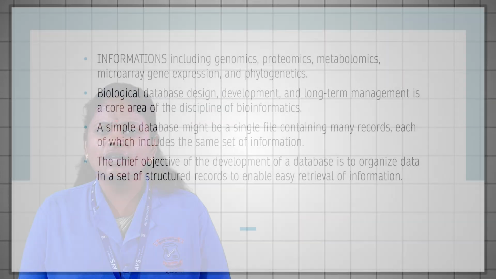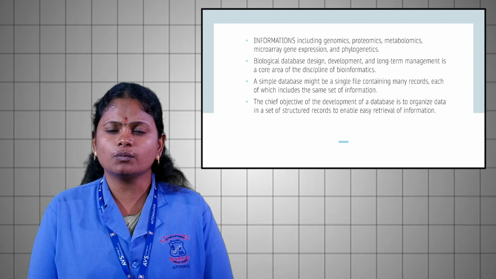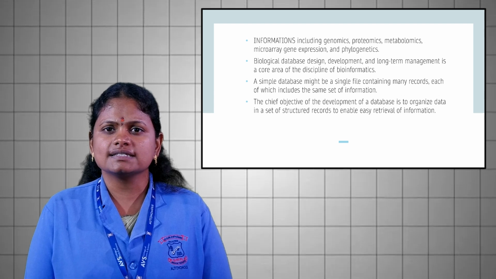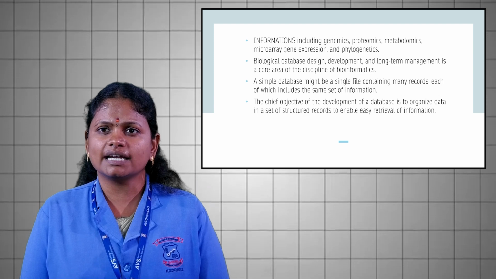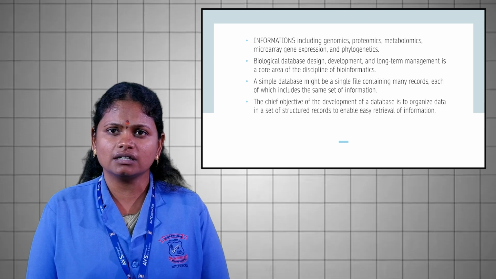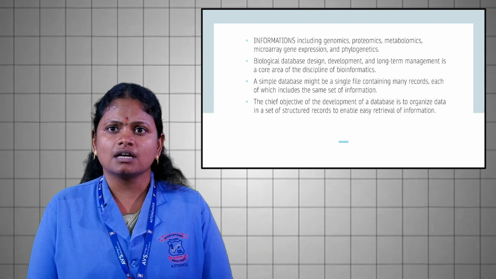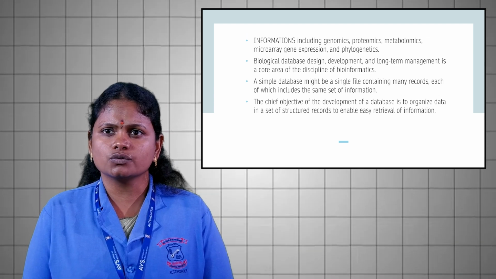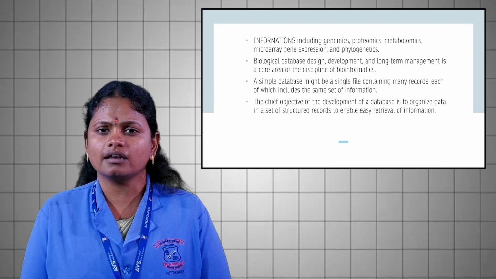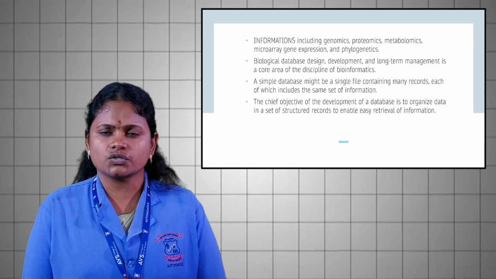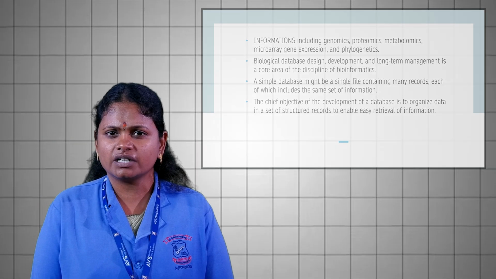Bioinformatics includes genomics, proteomics, metabolomics, microarray, gene expression and phylogenetics. Biological databases, their design, development and long-term management, are the core of bioinformatics. Simple databases hold sets of DNA and RNA information, then structural records and easy gene sequence analysis using bioinformatics tools.